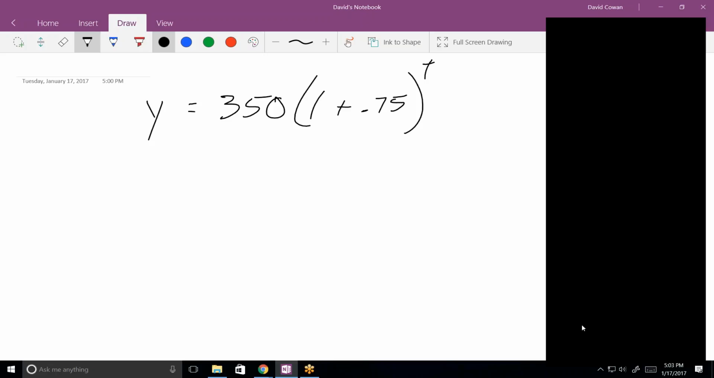Okay. So, do you have a calculator? Let me just get it out and come up with that number right there. So you want 1.75 to the power of 5? You have to do that first, and then multiply the whole thing by 350.